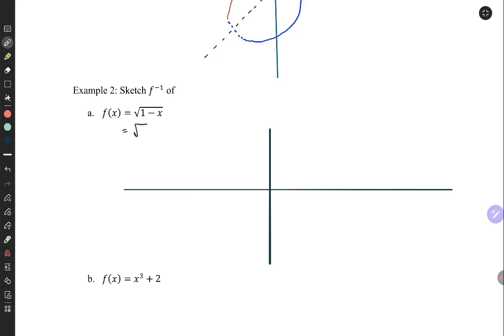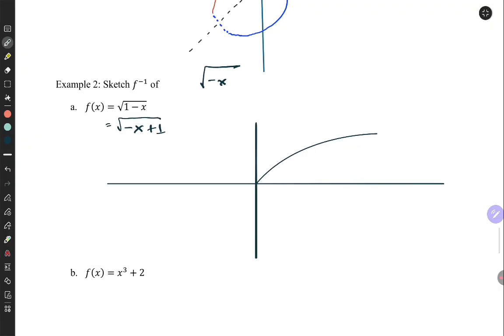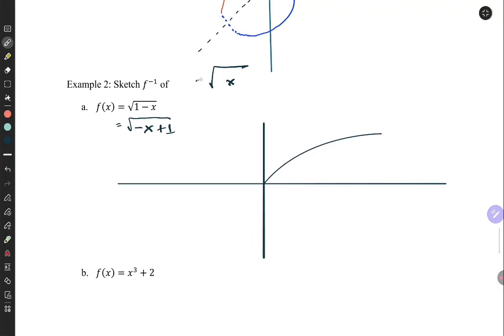Can I rewrite like this? So originally I have this. Don't draw it yet. That is that. Then what happens if I put a negative there? Let's do one by one. It's going to reflect over the y-axis. If I put the negative outside, then it reflects over the x-axis. Put the negative in front of the x, it becomes like this. Now I add plus 1.